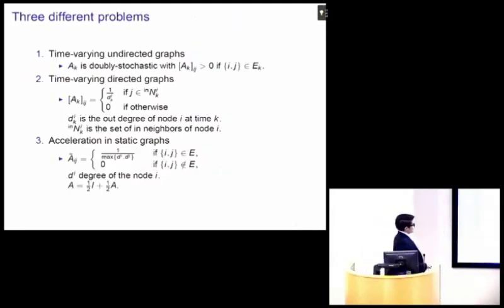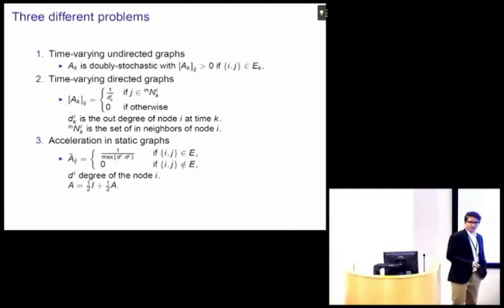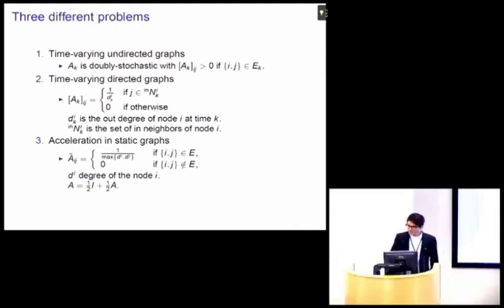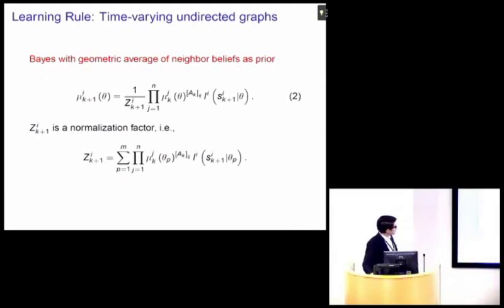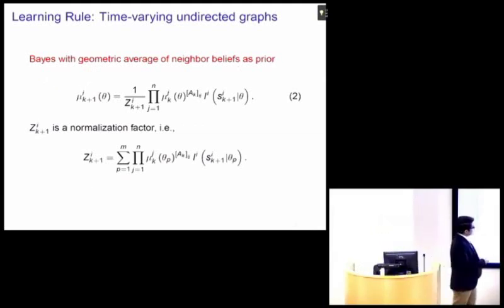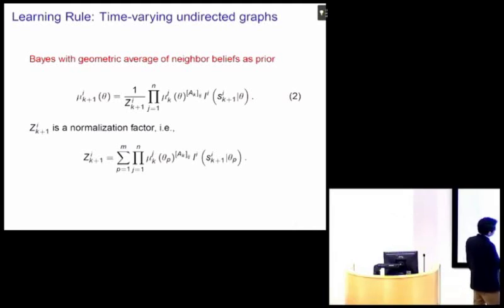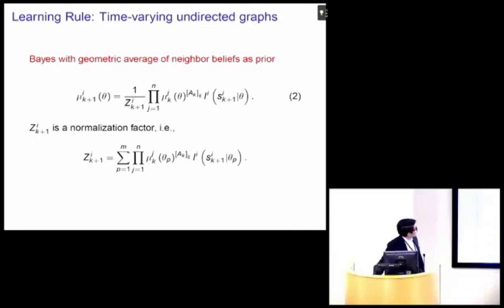So we're going to consider 3 different problems: what happens when your graphs are undirected, what happens when your graphs are directed, and what happens when you have static graphs. And we show we can construct specific algorithms for these 3 cases and prove explicit geometric, network-independent rates of convergence for these algorithms. So this is our main contribution, right? In the case of undirected graphs, we can just apply the Bayes rule, with the geometric average of your neighbors' beliefs as prior. This is what's happening here: geometric average and then Bayes. This is the first algorithm, for undirected graphs.